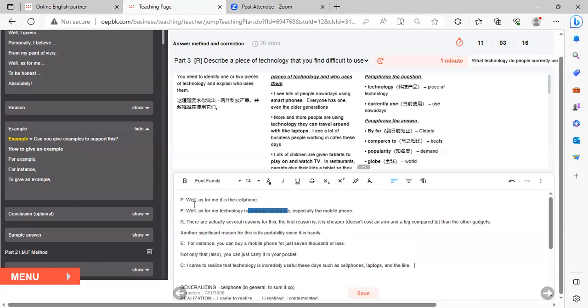Another significant reason for this is its portability since it is handy. For instance, you can buy a mobile phone for just 7,000 or less. Not only that, you can just carry it in your pocket. And I came to realize that technology is incredibly useful these days, such as cell phones, laptops, and the like. Okay. Is it better? Yes, ma'am.